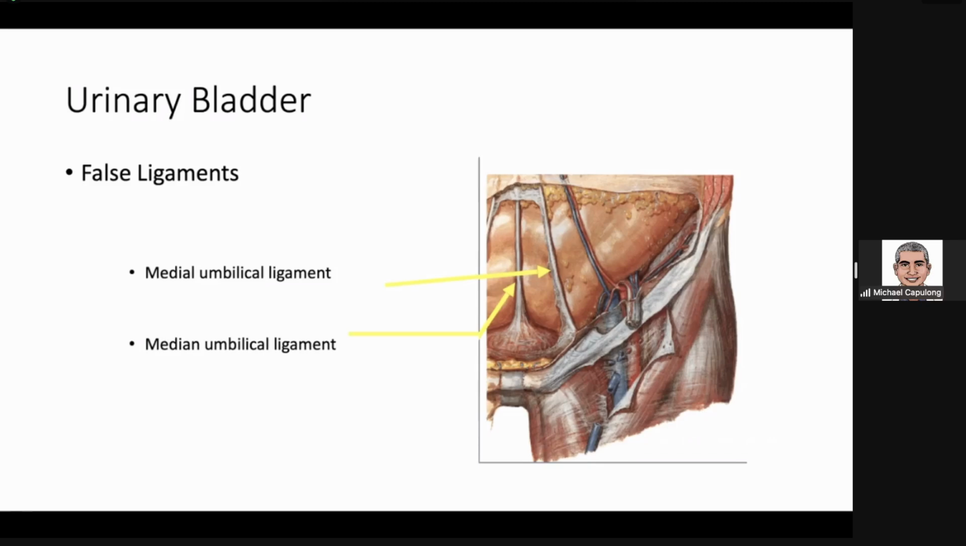Your false ligaments that are also seen on the sides of your urinary bladder are from the medial umbilical ligament, which is the obliterated umbilical artery, and the median umbilical ligament coming from your obliterated urachus.